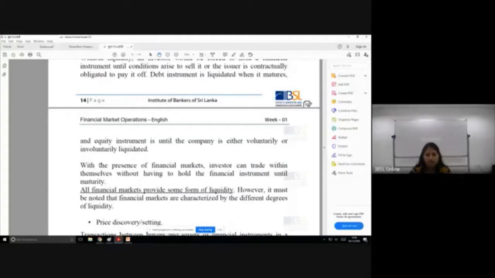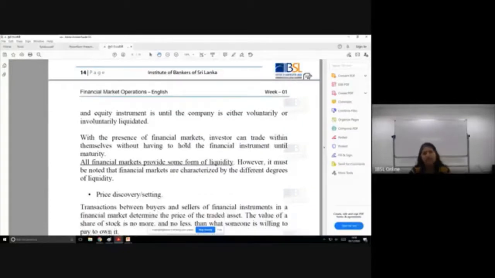So with the presence of financial markets, investors can trade between themselves, without holding that instrument until maturity, until its end of time. They can easily trade it. Every financial market has some level of liquidity. Certain markets are very liquid, certain markets are not. Sometimes even within a market, certain assets have high liquidity, certain assets have low liquidity.